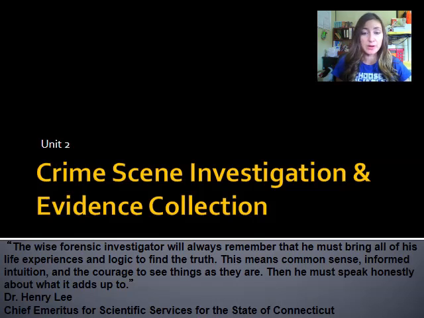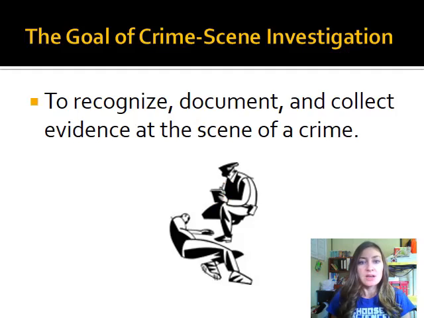So today we're talking about crime scene investigations, and we're briefly touching on how to collect evidence, although we're going to save that for a more in-depth unit next unit. The goal of any crime scene investigation is to recognize, document, and collect evidence at the scene of a crime.